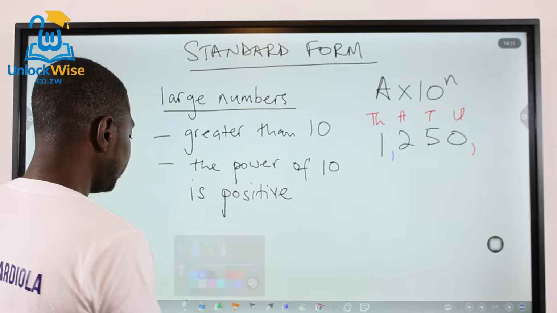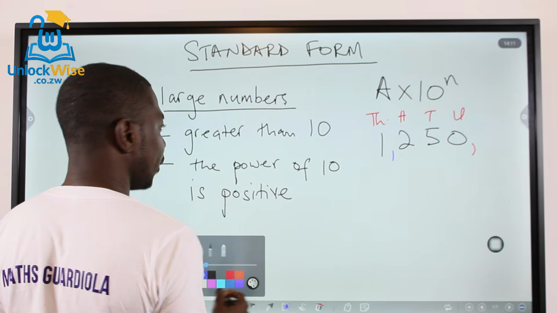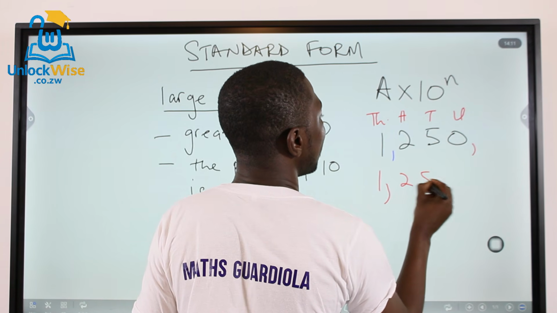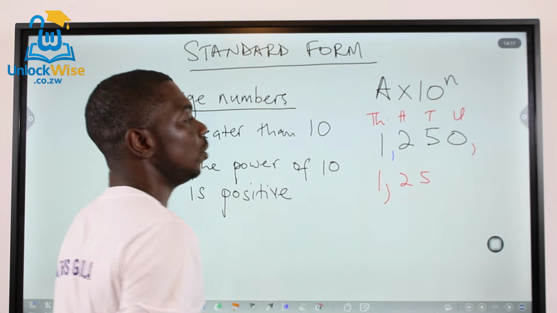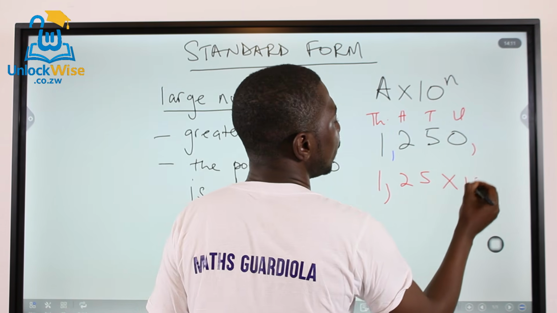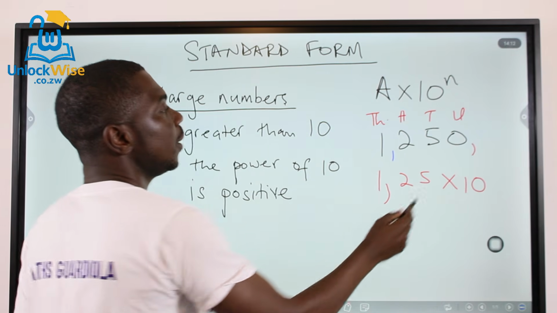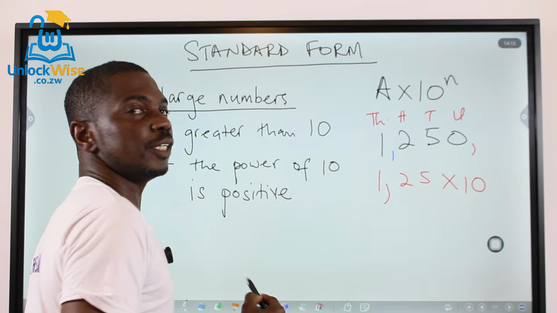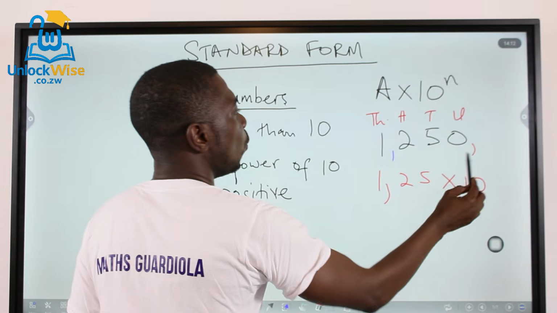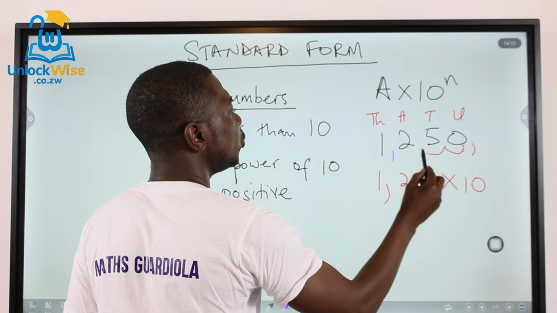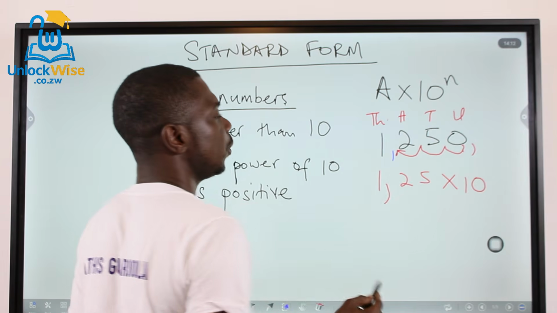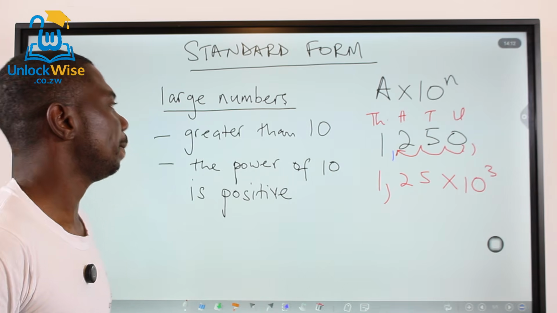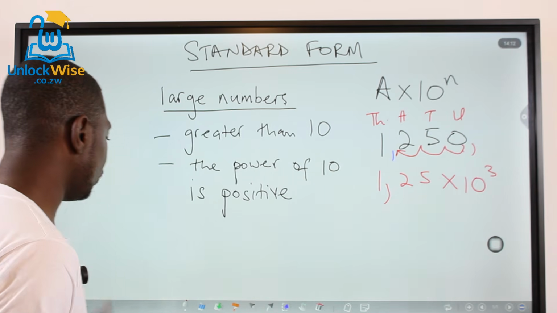So if we are to rewrite this, we are going to have something like 1, 2, 5. Some might actually want to put the 0, but writing it or not writing it won't change anything. So how many times does our comma move from here to the place where it is now supposed to be? 1, 2, 3. So we have this as 1,25 times 10 to the power 3. Okay. I will give you another example.